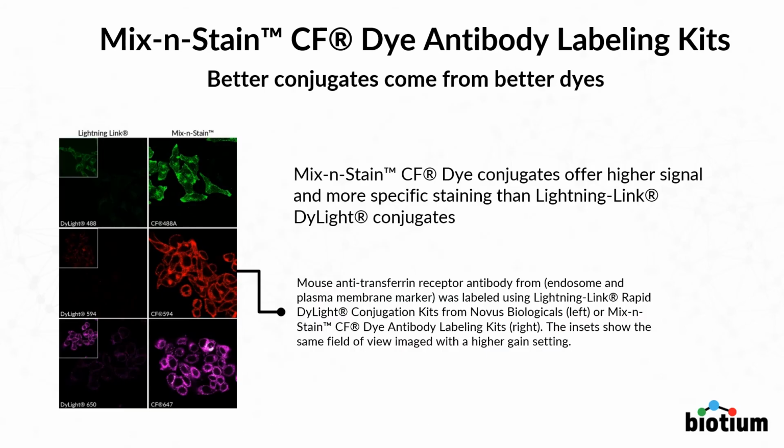And we believe that better conjugates come from better dyes, and thus our CF dyes really offer advantages for our mix and stain kits. And you can see that in the data. In this comparison of cells that were labeled with an endosome and plasma membrane marker, the antibody that was conjugated with a CF dye through mix and stain performs much brighter and shows much more specific staining than a spectrally similar dye that was labeled with the competitor Lightning-Link kit.